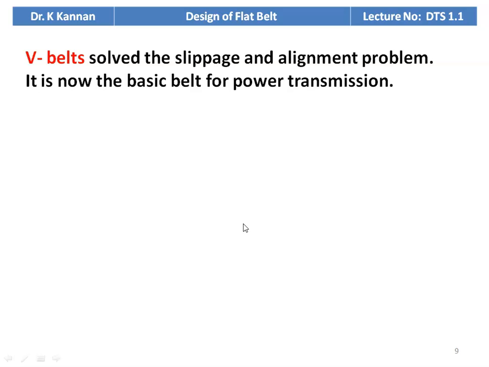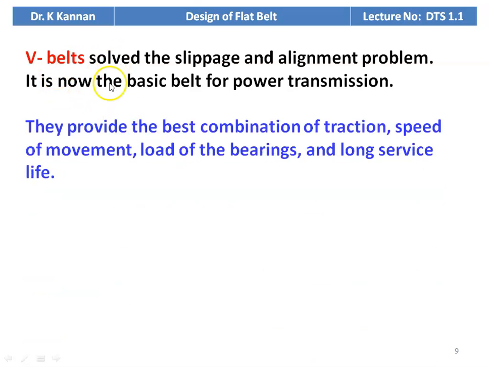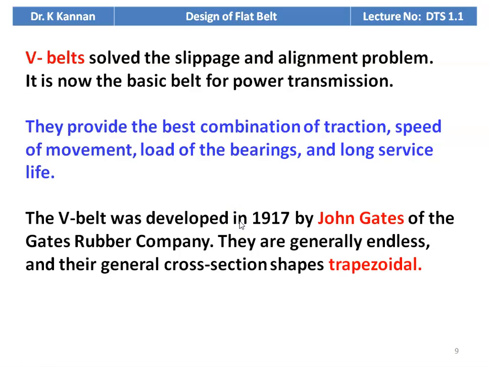V belts solve the slippage and alignment problem in the case of flat belt. So flat belt has the problem of slippage or alignment, which can be resolved by using the V belt. It is now the basic belt for power transmission. So in many of the applications we are using the V belt. They provide the best combination of traction, speed of movement, load on the bearing and long service life. So they are better as compared to the flat belt drive. The V belt was developed in 1917 by John Gates and the Gates Rubber Company.